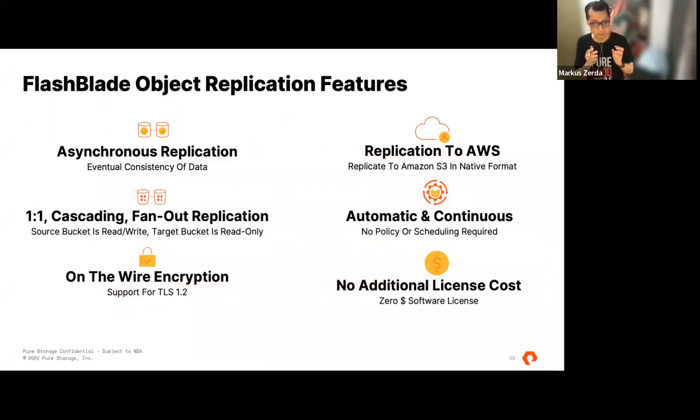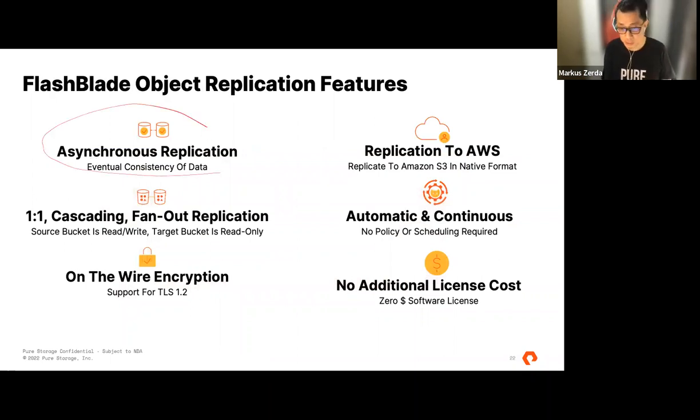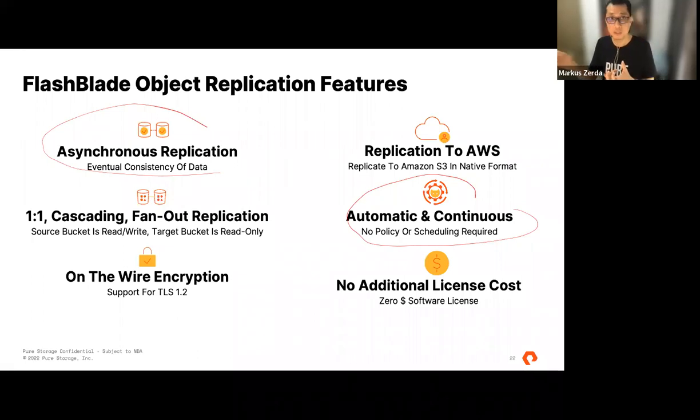Object replication is still asynchronous, but it is continuous. It's asynchronous because we never check if the object has been received on the target, okay? Immediately we'll acknowledge the write when it's written on the local array, but we will never check the target. So it's still async. But you don't need a policy because it's a continuous replication on the target.